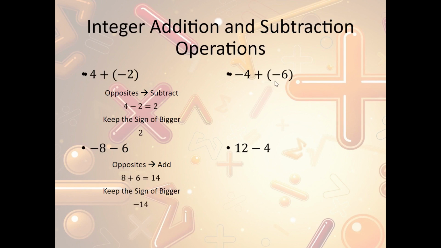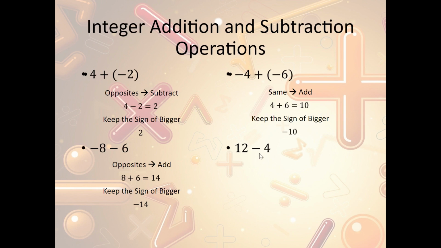Now we have -4 plus -6. These have the same sign. They're both negatives. So we're going to add them together. So we get 4 plus 6 is 10. Keep the sign of the bigger number, which is 6. And it's negative. So it's -10.